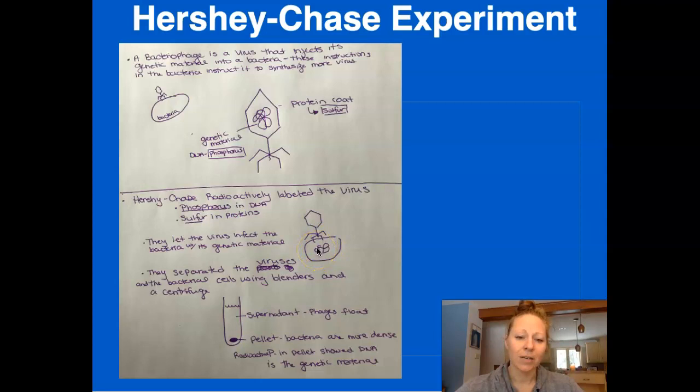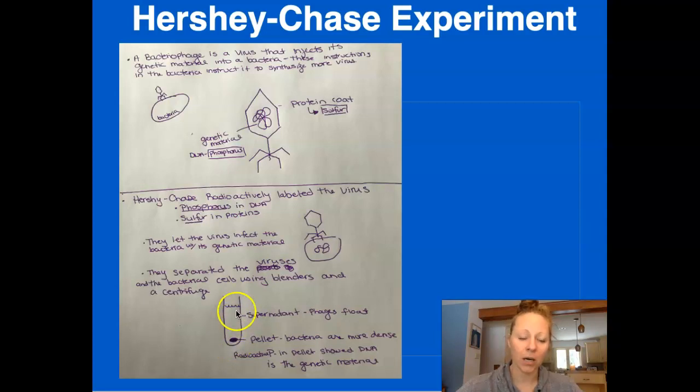What they did, they had to first agitate the solution to shake the viruses off of the bacteria. And then they put the solution that had phages and bacteria into a centrifuge. They let it spin for a while, and because bacteria are more dense, they formed a pellet at the bottom, and the supernatant was filled with the less dense bacteriophages. So whatever was in this pellet was going to indicate what was the transforming molecule.